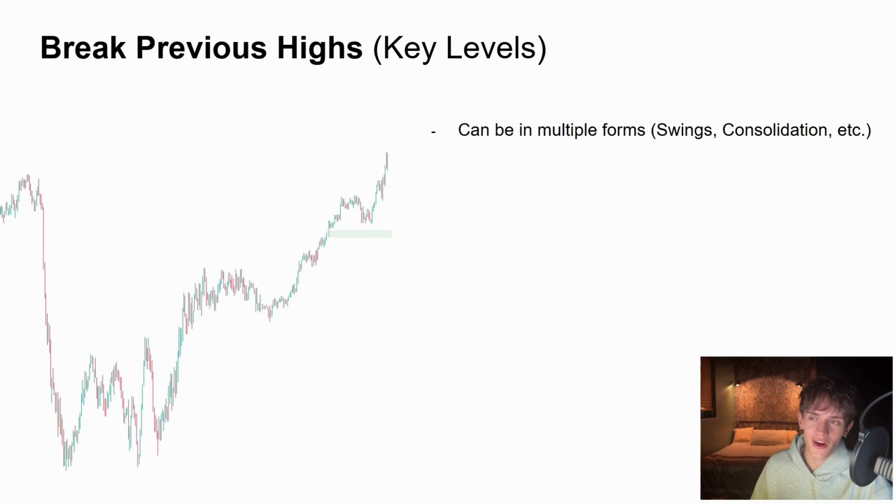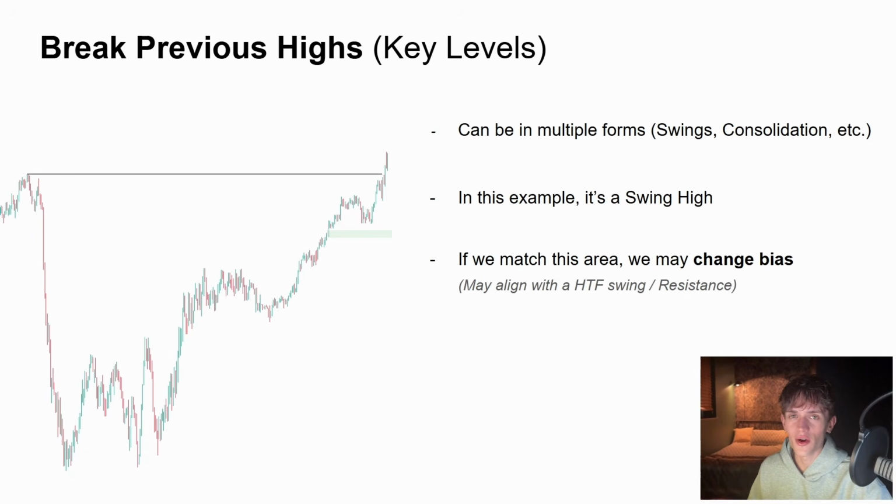Next on our list of confluences is just going to be making sure that we are not reacting from any previous key levels. Key levels can be in multiple forms, so swings or consolidation. As we can see here, it is a swing high. If we were to come up to this area and only match it, then there is a chance that we may just change bias.